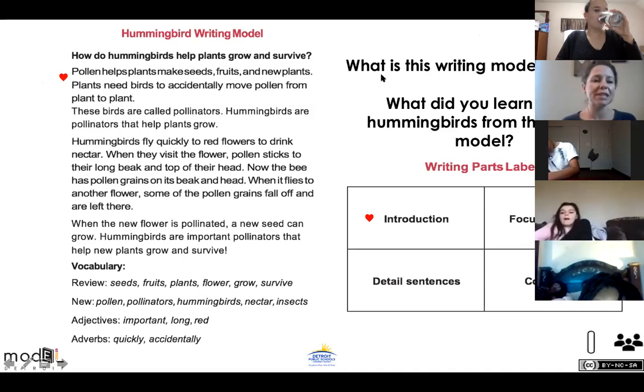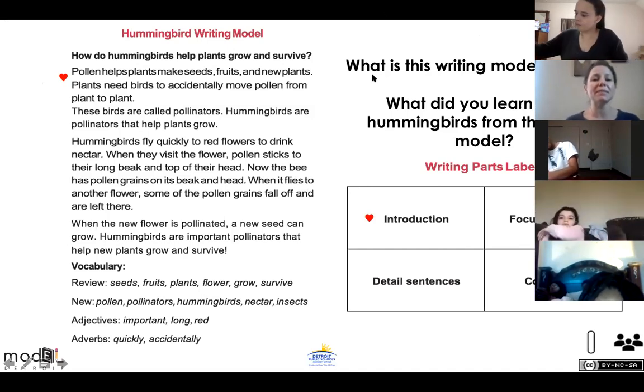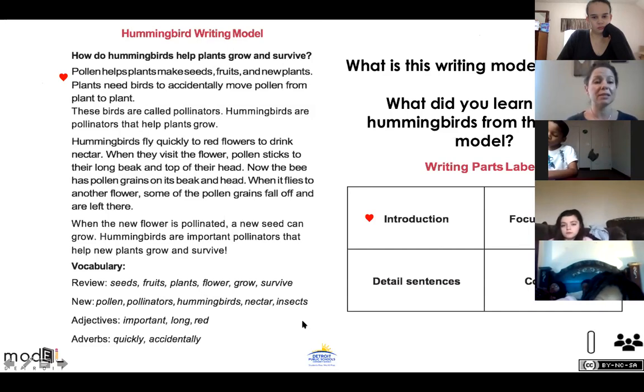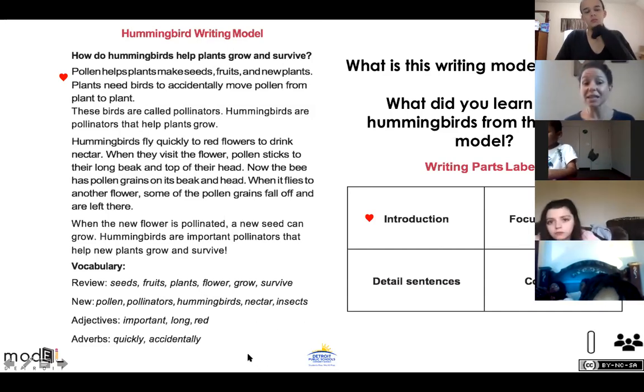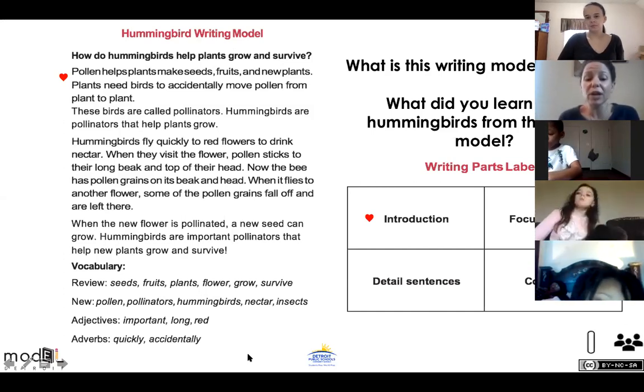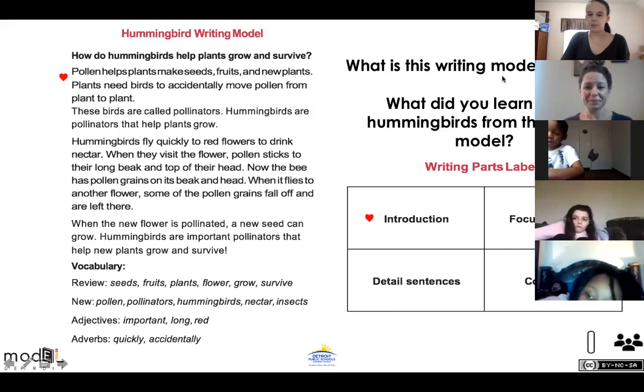I'm going to read you the introduction. The introduction says, pollen helps plants make seeds, fruits, and new plants. Plants need birds to accidentally move pollen from plant to plant. These birds are called pollinators. That's the introduction, friends. It introduces the reader to what we're learning. It tells you exactly what you're about to read.